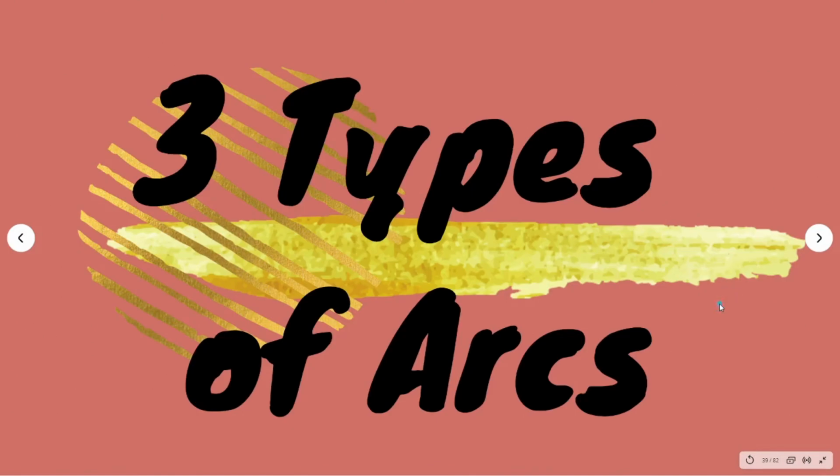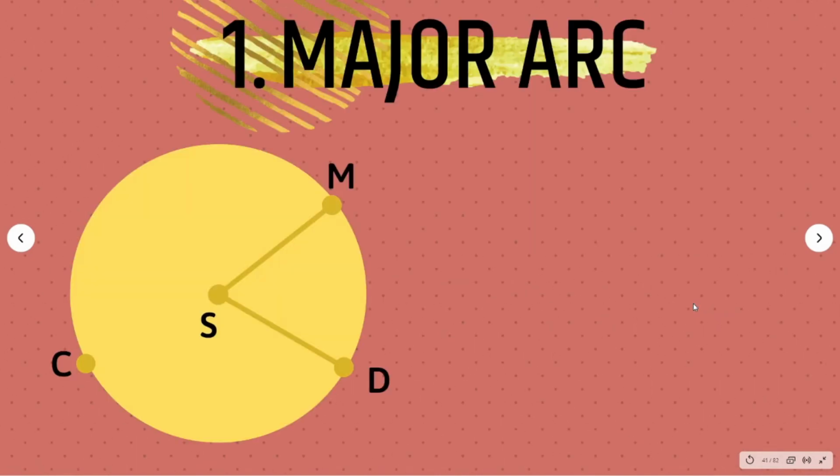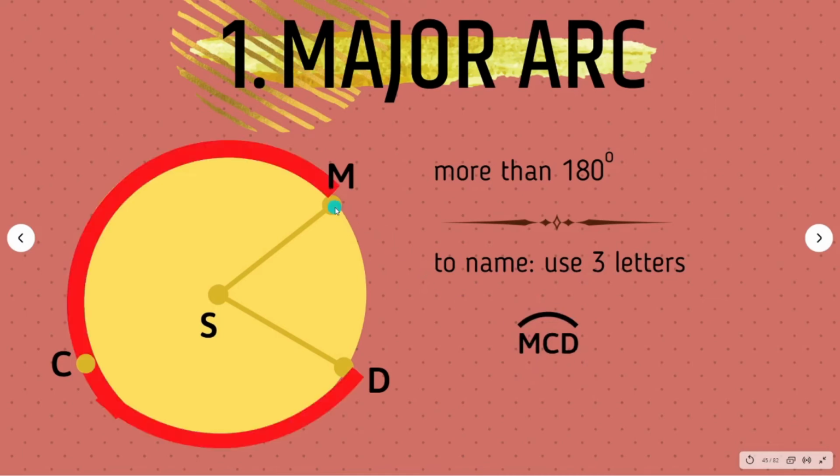Okay, now for the three types of arcs. First is the major arc. The major arc measures more than 180 degrees, meaning it is more than half of a circle. We all know that the whole circle measures 360 degrees, so half of it is 180 degrees. A major arc is more than that. And also, to name it, we use 3 letters. In here we have the arc MCD, which is there, the arc MCD.